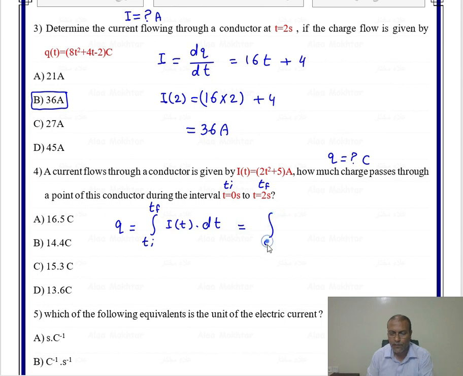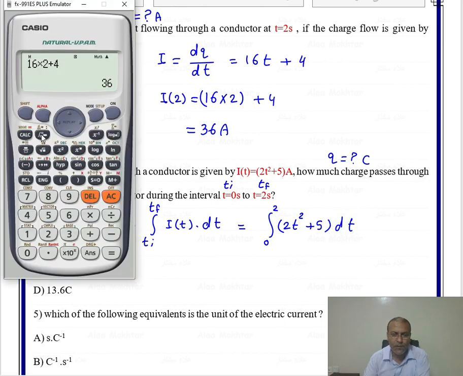It equals the integration from 0 to 2. We just write the current equation, 2t squared plus 5, dt. Using your calculator, you press this button and write the equation 2 multiplied by alpha x squared plus 5. Down we write 0, up we write 2. We write x instead of t. x is unknown as t is unknown. Then press equal, and the answer is 15.3.